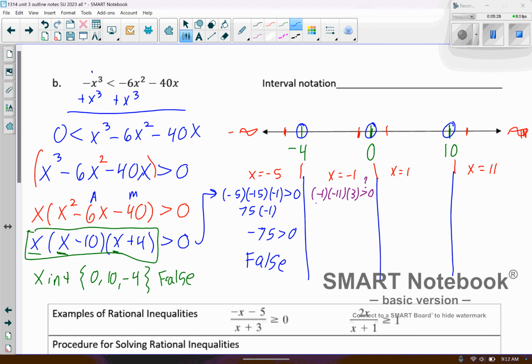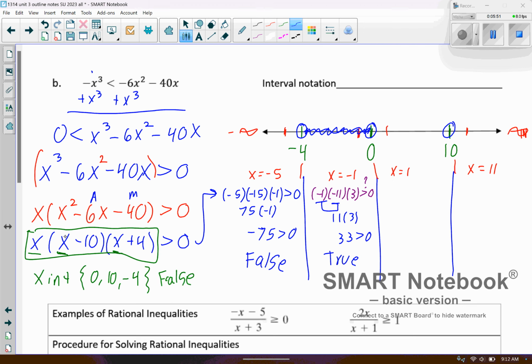Well, when we multiply this together, we're going to get +11, and then times 3, which would be +33, is greater than 0. And that is true. So that is true, so we'll go ahead and shade that subinterval right there. Okay, let's try +1 now.